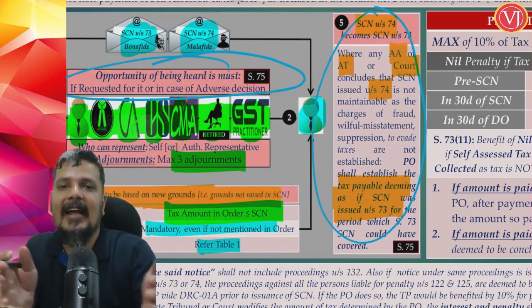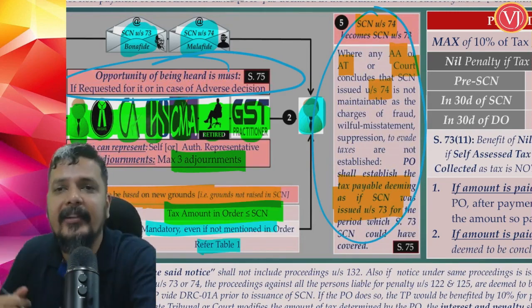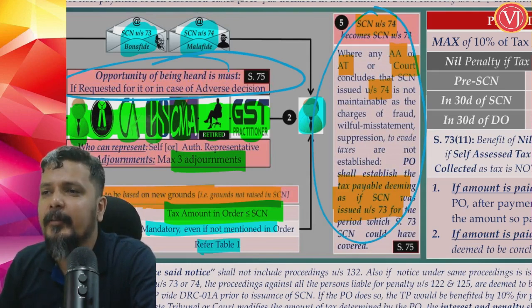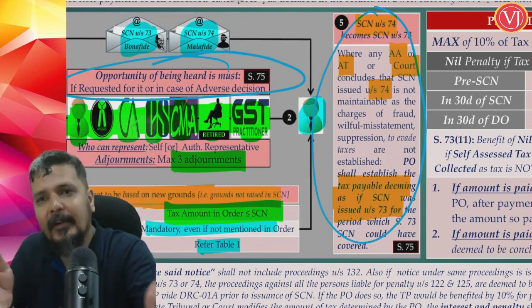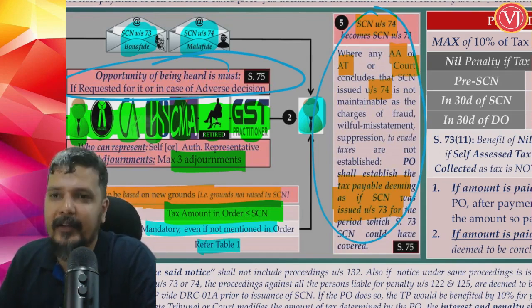It was covering say the last 4 years. Now it cannot cover the last 4 years. It will automatically get reduced. Why? In a bona fide case, you cannot go back that far. The time limit for giving a show cause notice is 2 years 9 months. So that period will be automatically reduced. You might have taken the case for the last 4 years, but now the period will automatically get reduced.